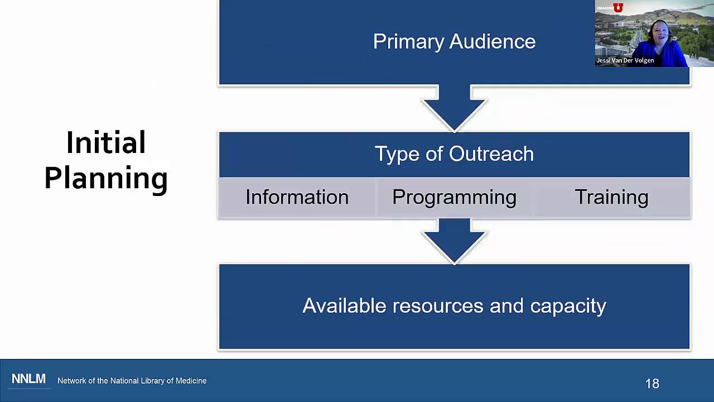Okay. Once you have had a chance to review your community's needs, where do you even begin? So for your initial planning, you first want to identify your intended or primary audience, and then the type of outreach or programming that's appropriate for this audience, right? Teens will be different than parents of young kids, will be different than older adults in terms of the type of programming that's appropriate for them.